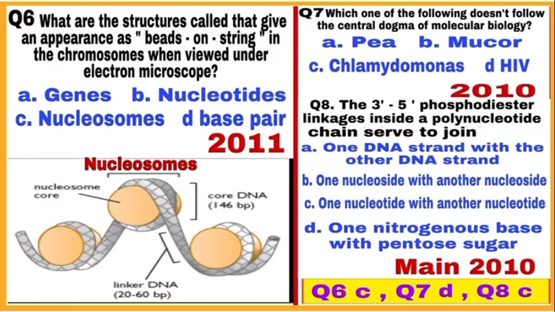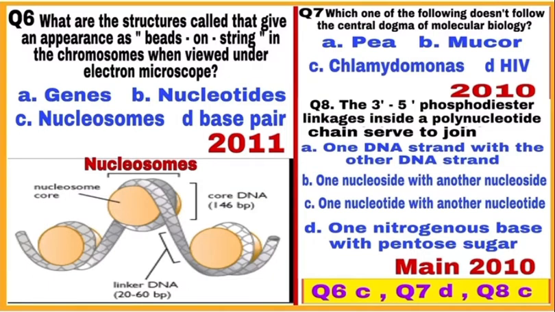Question number 7. Which one of the following does not follow the central dogma of molecular biology? सेंट्रल डॉगमा में डीएनए से मैसेंजर आरएनए एंड मैसेंजर आरएनए से प्रोटीन बनता है, बट इन रेट्रोवायरस लाइक HIV और ह्यूमन इम्यूनोडेफिशिएंसी वायरस, डीएनए इज फॉर्म्ड फ्रॉम आरएनए एंड दिस इज कॉल्ड एज रिवर्स ट्रांसक्रिप्शन. सो आउट ऑफ 4 ऑप्शंस, ऑप्शन डी HIV does not follow the central dogma. Mark D as a correct answer.